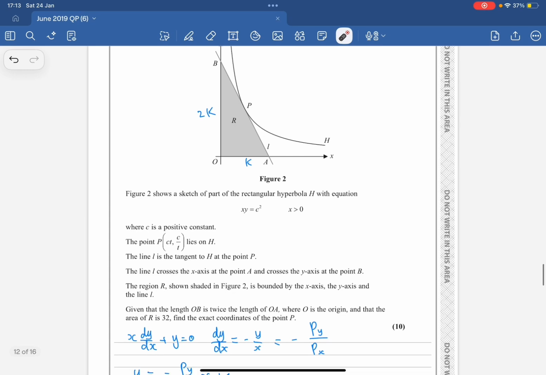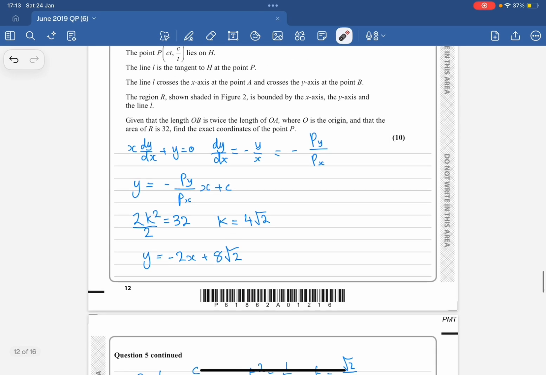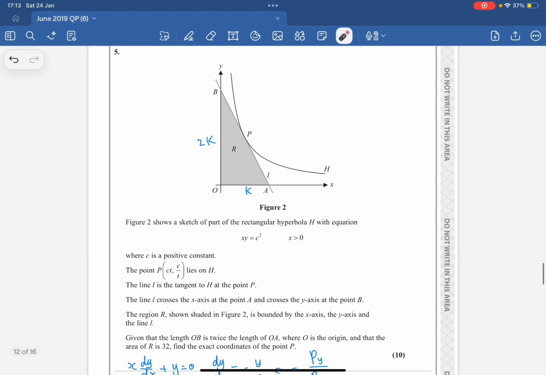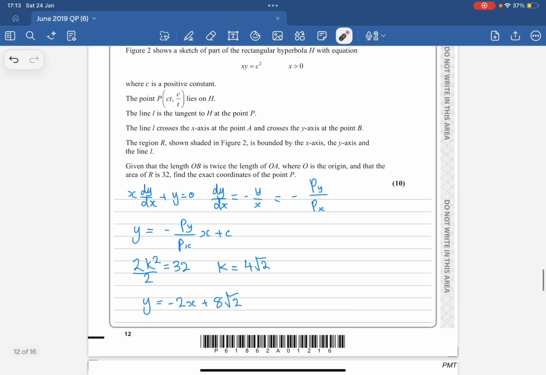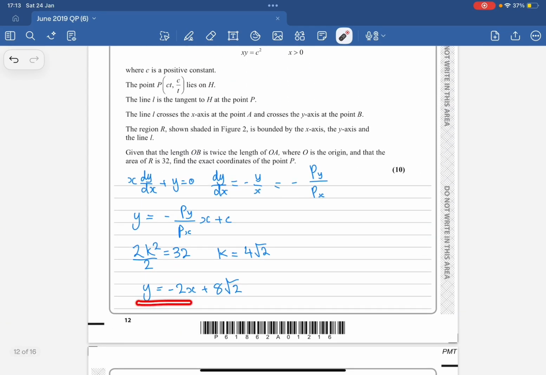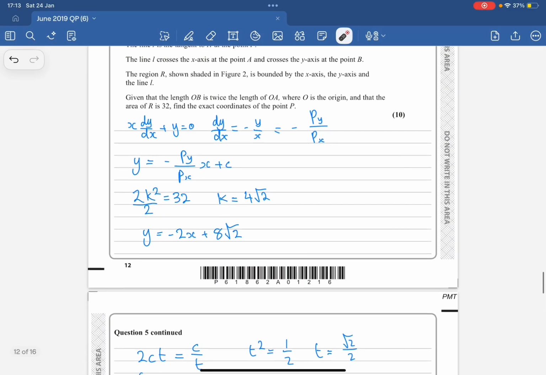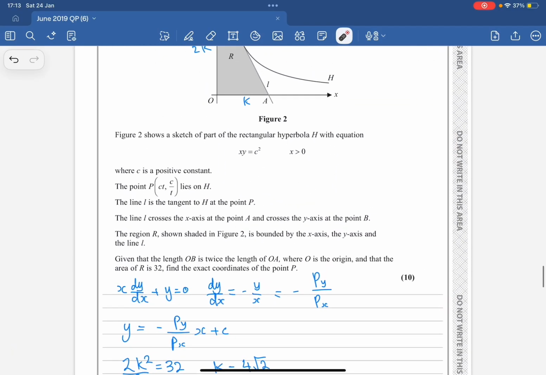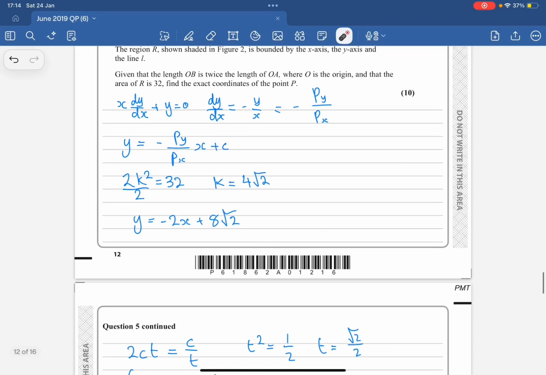So now we know the intercept of this curve, and we know the gradient. Thinking about the gradient, we know that the gradient is change in y over change in x, and of course the change in y is minus 2k and the change in x is k. So that just tells us the gradient is minus 2. And of course the y-intercept is just 2k. So our equation of that line is y equals minus 2x plus 8 root 2. Cool. Now all that's left to do is work out our value of c up here.